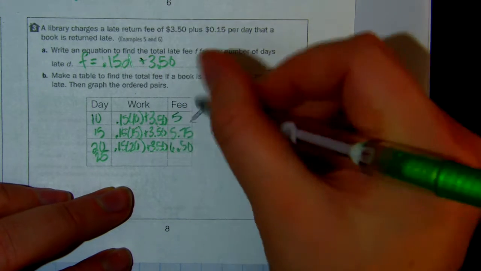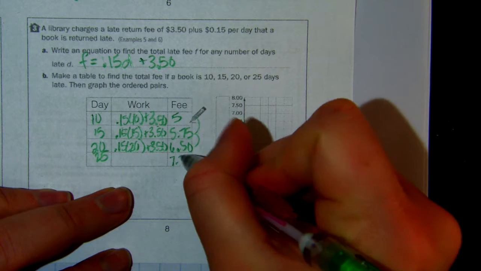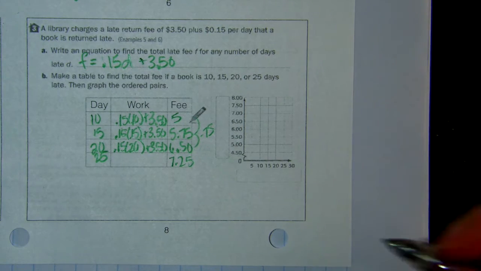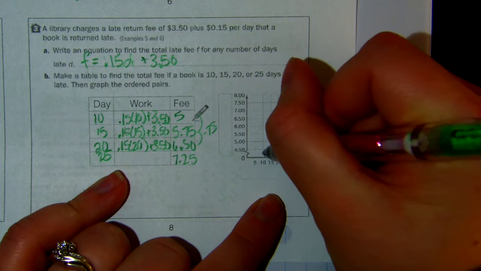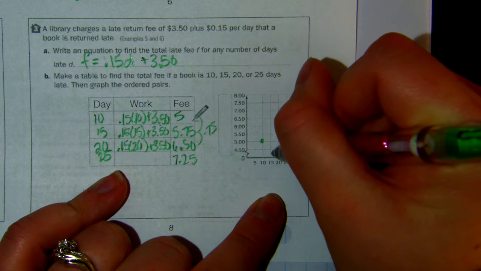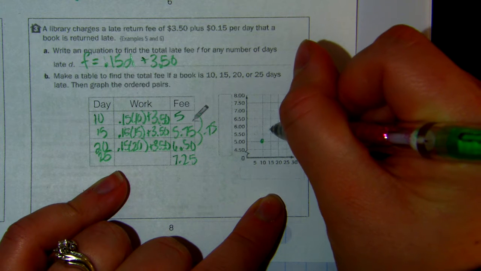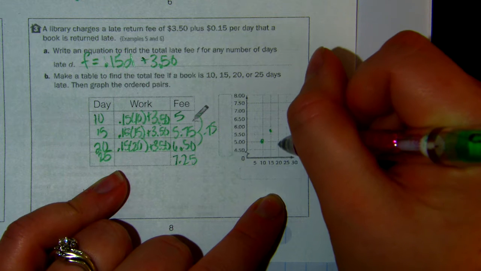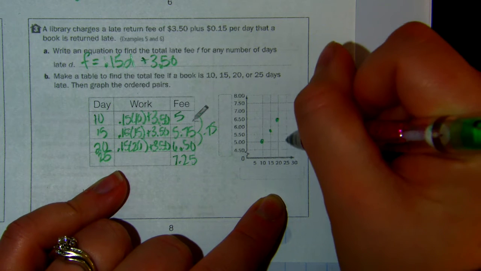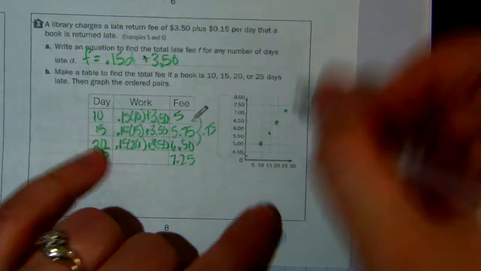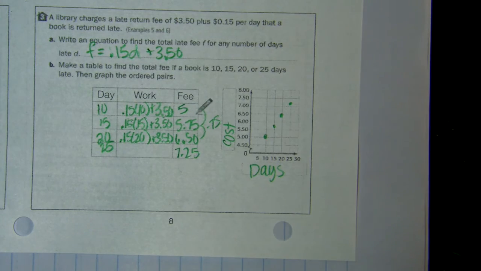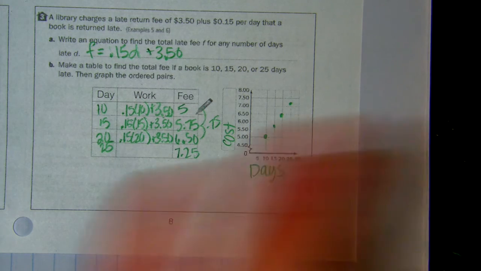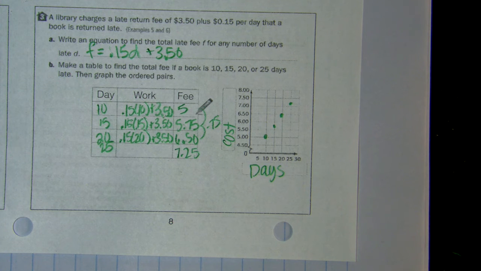These are going up by 75 cents each time. So this one would be $7.25 for 25 days. And we would graph it: 10 and 5, 15 and 5.75, kind of estimating, 20 and 6.50, 25 and 7.25. So this is days and cost. So it's a lot of what we've been doing, just more word problems, more real life scenarios. So there we have it.